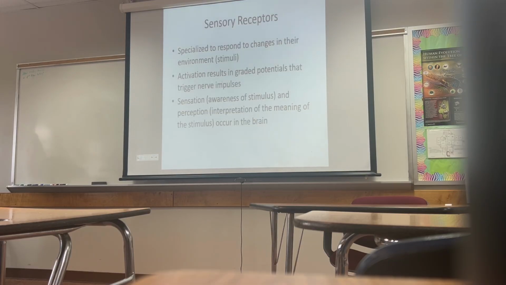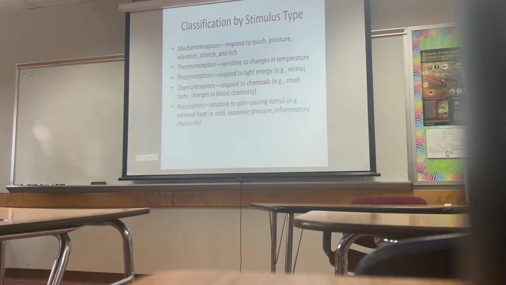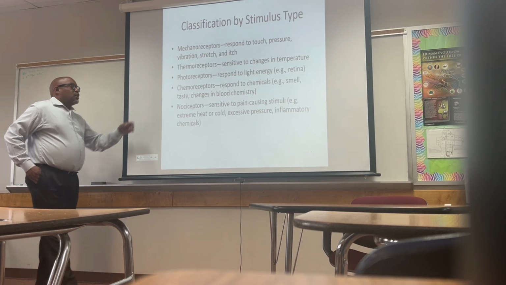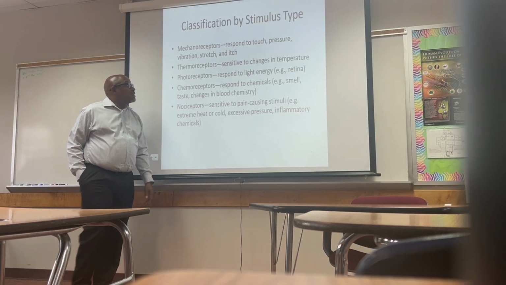All right. So sensory receptors. Sight, hearing, touch, taste, smell, all that stuff. There's different types of receptors. They're based on the stimulus type, location, and complexity. Here's the thing, vocabulary words also to know. Mechanoreceptor, thermoreceptor, photoreceptor, chemoreceptor, and nociceptor. Let's talk about these real quick.